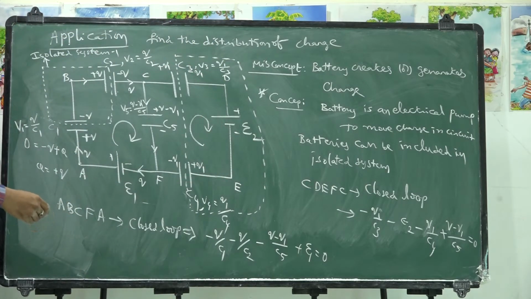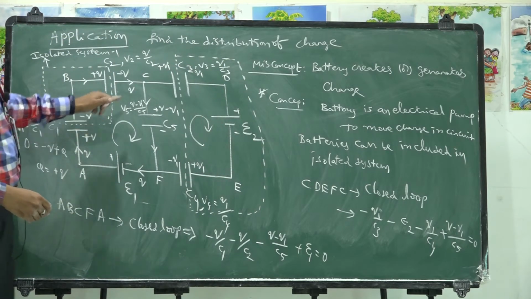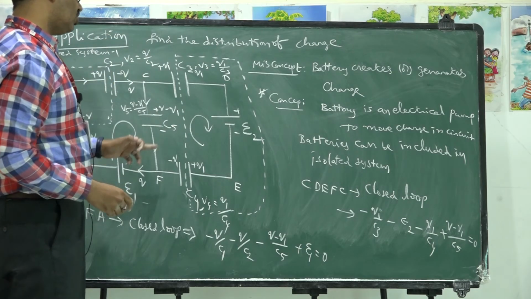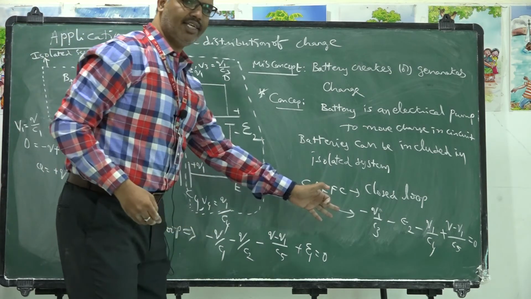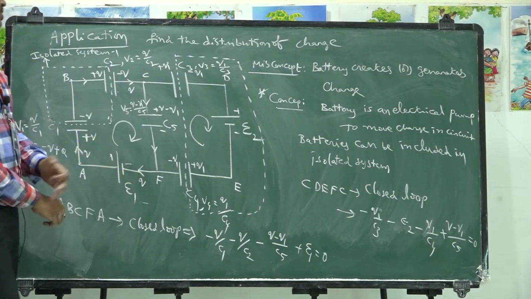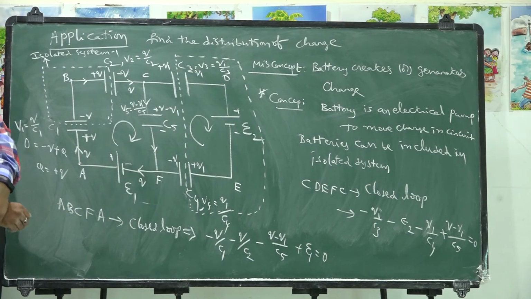So how many variables are there? Q is one variable, Q1 is another variable. In order to solve two variables, two equations are there. By solving these two equations, this problem can be solved.